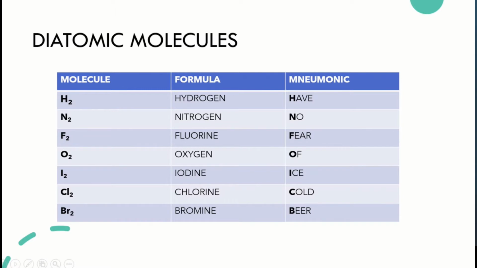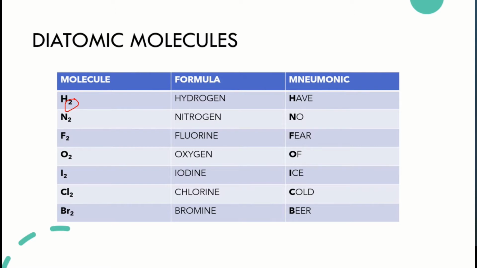Now, diatomic molecules, as you know, they are made up of two atoms. So in all these, you can see there are two atoms. So molecules that contain two atoms, they are called the diatomic molecules. So the mnemonic that we have used is: Have No Fear Of Ice Cold Pair.